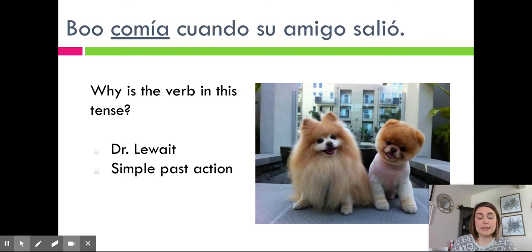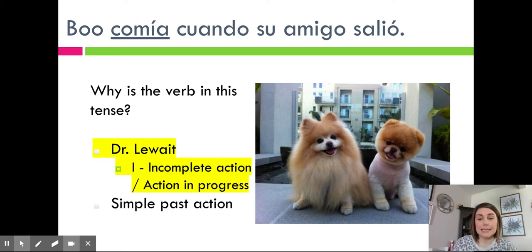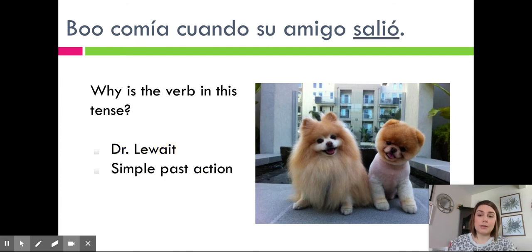Boo, so on this sentence, it's got two verbs. So we're going to look at it in two separate sections, okay? So let's look at the first part. Boo comía cuando su amigo salió. So just looking at the verb comía, is this verb Dr. Lewaite or a simple past action? It is Dr. Lewaite. It's talking about the action in progress or the incomplete action in the past. Boo was eating when su amigo salió.